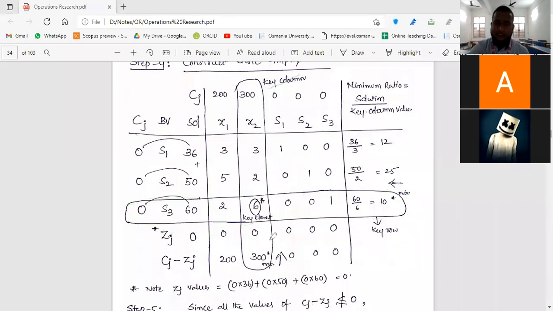So key column criteria is you have to select the maximum value from Cj minus Zj. And key row means you have to select the minimum value from the minimum ratio. The intersecting value is 6, right? So intersecting value is 6. So this will become the key element. Okay. So likewise, we have to construct the basic simplex table.